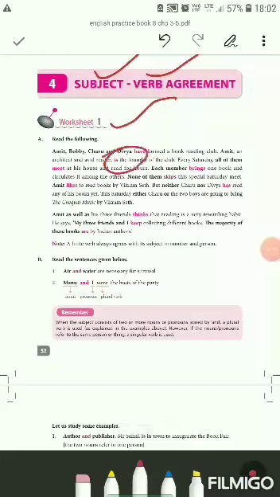In the next one, every Saturday all of them meet at his house and read for hours. All of them indicates a plural subject. So whenever there is a plural subject, we use a plural verb, and you know with a plural subject we do not use s with the verb, right?